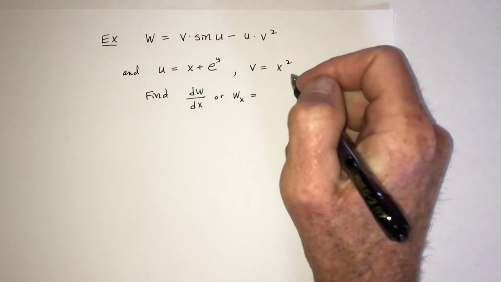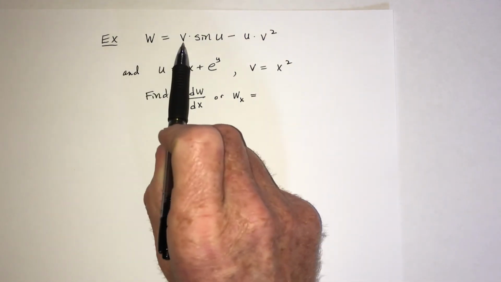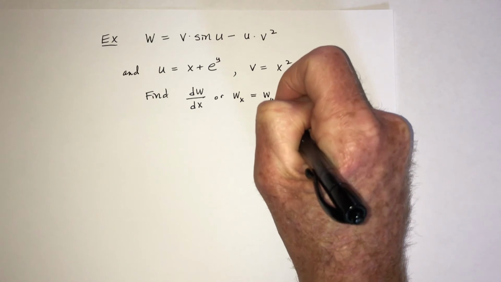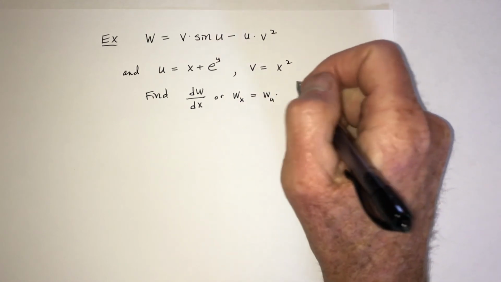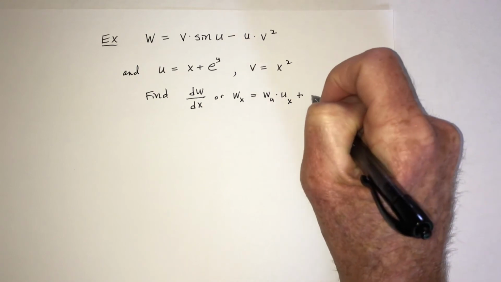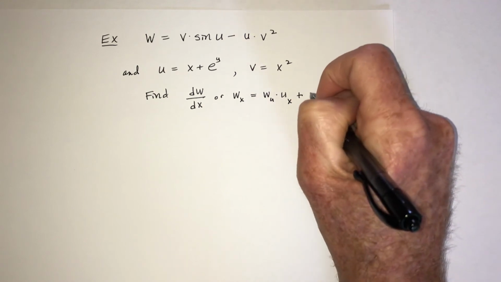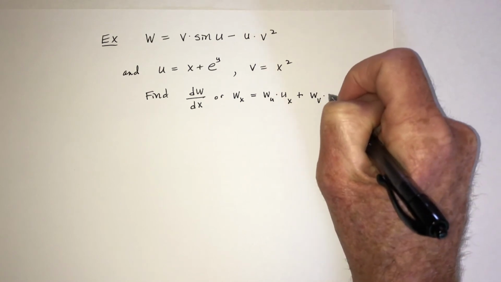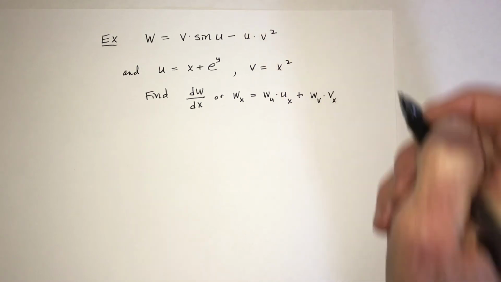So this would be, right now w is a function of u and v. So take the derivative of w with respect to u, and then take the derivative of u with respect to x. Next up, plus take the derivative of w with respect to v, and then take the derivative of v with respect to x.